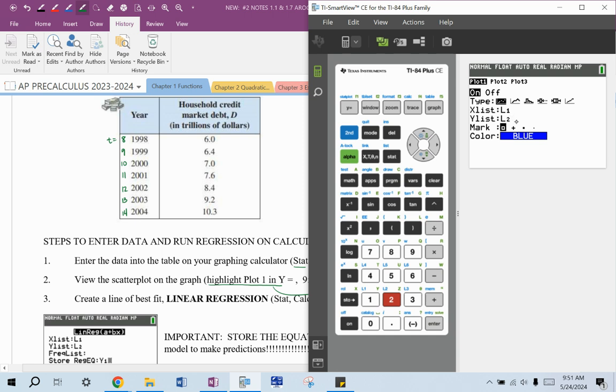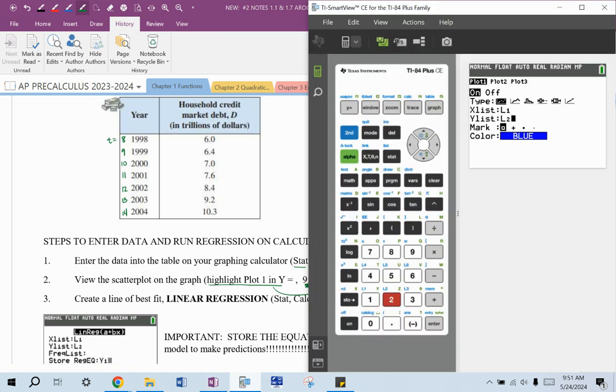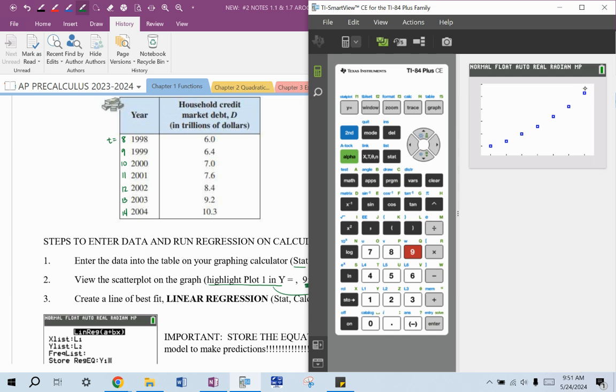Okay, anyway, and then the important part, how do I get this to show up? Zoom 9, zoom stat. So anytime you have numbers in your stat list, if you press zoom and you choose option 9, the window will fit to whatever your stats are that you put in there. So press 9, and there's our graph, right? It looks like it has a bit of a curve to it. So I don't know if this is really going to be a good linear function, but we could call that roughly linear.